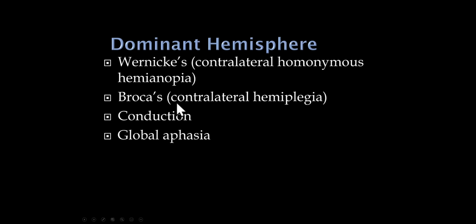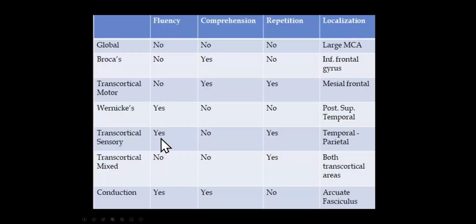If the stroke is more anterior, affecting the inferior frontal gyrus, then the patient will have an expressive aphasia or a Broca's aphasia. And since the motor strip is immediately adjacent to that, these patients usually have a contralateral hemiplegia. Okay, if we affect the connection between Wernicke's and Broca's area, we'll have a conduction aphasia where patients can't repeat sentences. And if we have a large MCA stroke, we'll have a global aphasia.